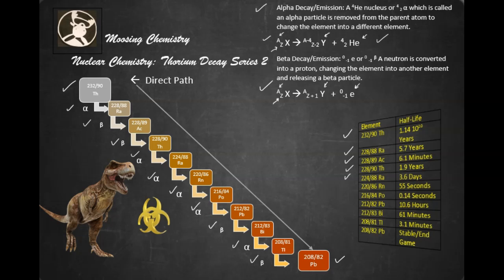Okay, so then the half-life of Radon-220 is 55 seconds. The half-life of Polonium-216 is 0.14 seconds, so that's a very short half-life. The half-life of Lead-212 is 10.6 hours. The half-life of Bismuth-212 is 61 minutes. The half-life of Thallium-208 is 3.1 minutes. And then, of course, Lead-208 is stable, or what I like to call the end game. That's where it's not going to decay any further.